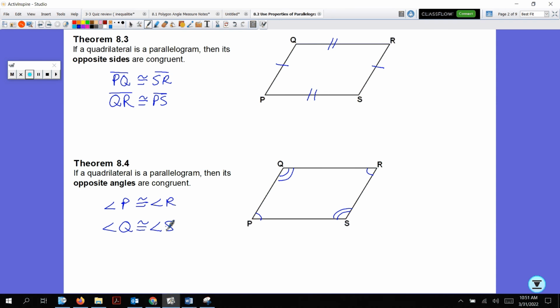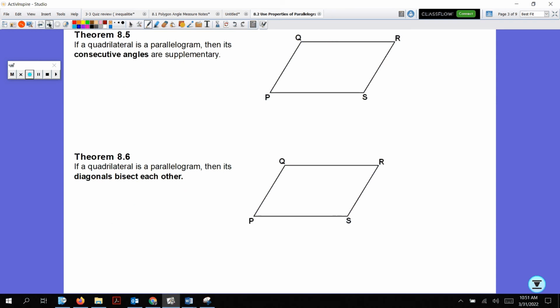Our next fun little fact is theorem 8.5. It says if a quadrilateral is a parallelogram, then its consecutive angles are supplementary. That means, let's say this is 80 degrees here. This would be 100 degrees because 80 and 100 make 180. And we know that opposite angles are congruent, so S would have to be 100, and R would have to be 80.